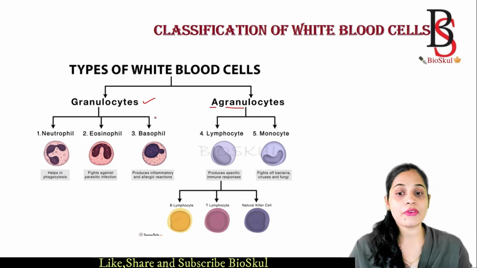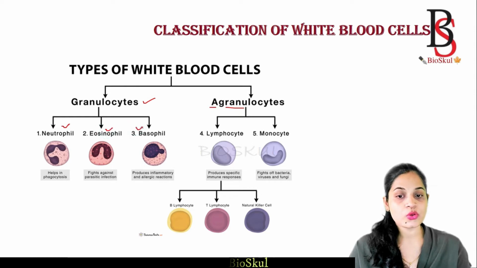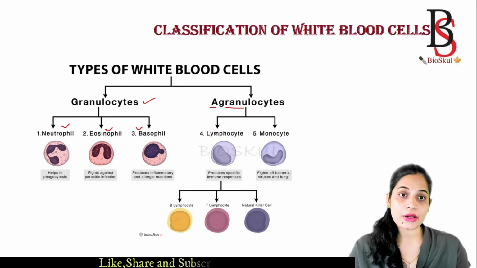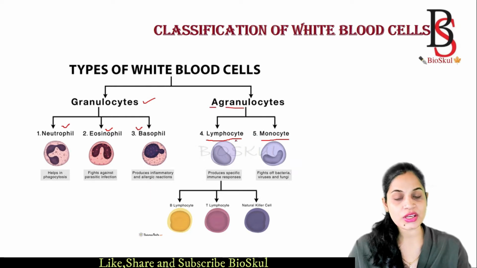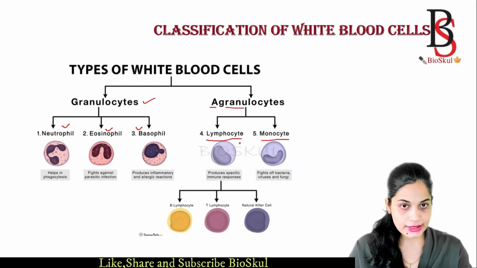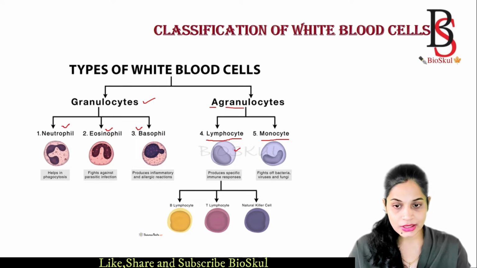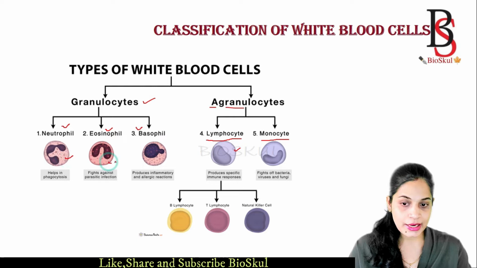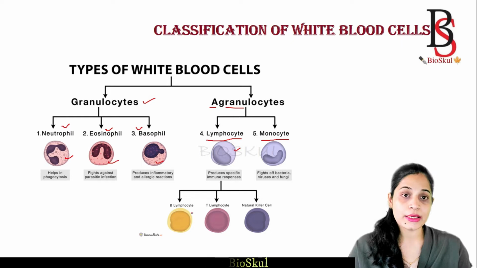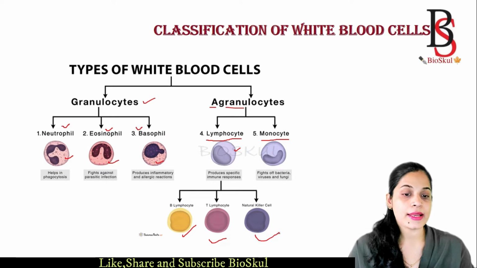Further, the granulocytes are divided into three types of cells. One is the neutrophil, the second one is eosinophil, and the third one is basophil. Similarly, the agranulocytes are divided into two types. One is the lymphocyte and the second one is the monocyte. Here you can see in the agranulocyte cells like lymphocyte and monocyte, their cytoplasm is clear. There is an absence of granules. But here in the granulocytes, that is the neutrophil, eosinophil and basophil, you can see the granules are present in the cytoplasm. Okay. The agranulocyte lymphocyte is further divided into three types of cells: B lymphocyte, T lymphocyte and natural killer cells.